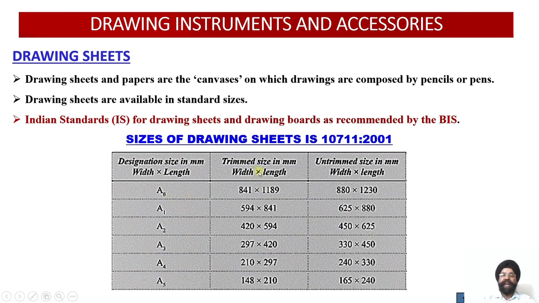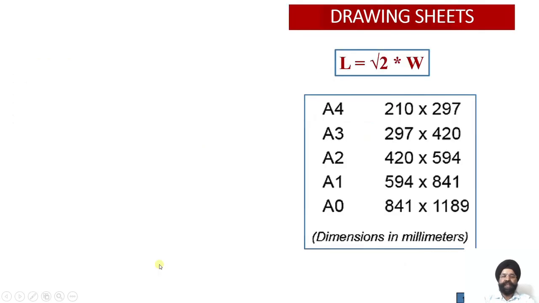But if we have to trim from the bigger sheets, then these are the untrimmed sizes. We don't need to remember the untrimmed sizes, because we are going to use the trimmed size sheets for the purpose of preparing any given engineering drawing. So let me demonstrate it to you. How do we arrive at the A0 sheet starting from the A4 sheet? Here you can see the A4 sheet size given over here.